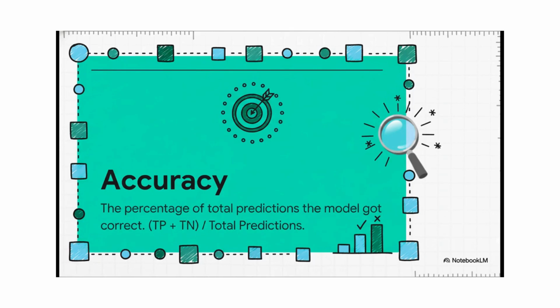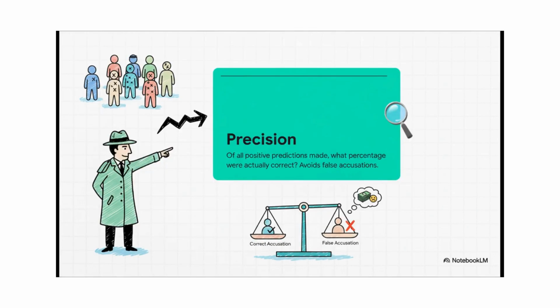So, the most basic way to score this report card is with accuracy. It just asks a simple question. What percentage of the time was the detective right? You just add up all the times they were correct, the true positives and true negatives, and divide by the total number of cases. It's simple, it's useful, but it definitely doesn't tell the whole story. For that, we need to dig a little deeper.